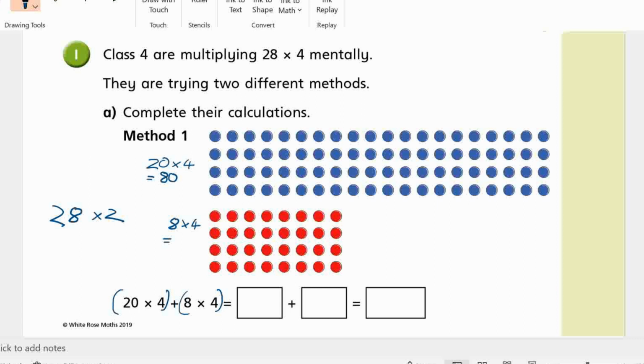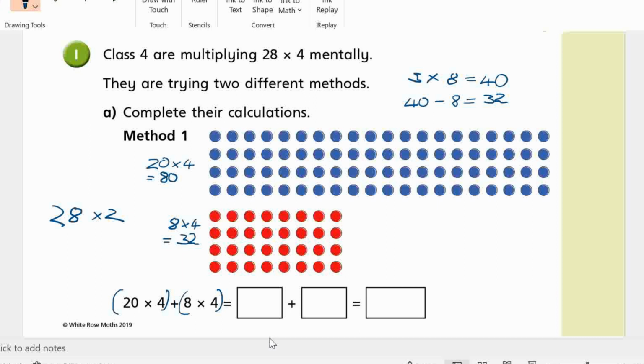Then you need to take 8. I'll write it up here. 5 times 8 is 40. 40 take 8 equals 32. Okay, 8 times 4 is 32. Guys, you need to learn your 8 times table. Yeah, should know it, just like that.